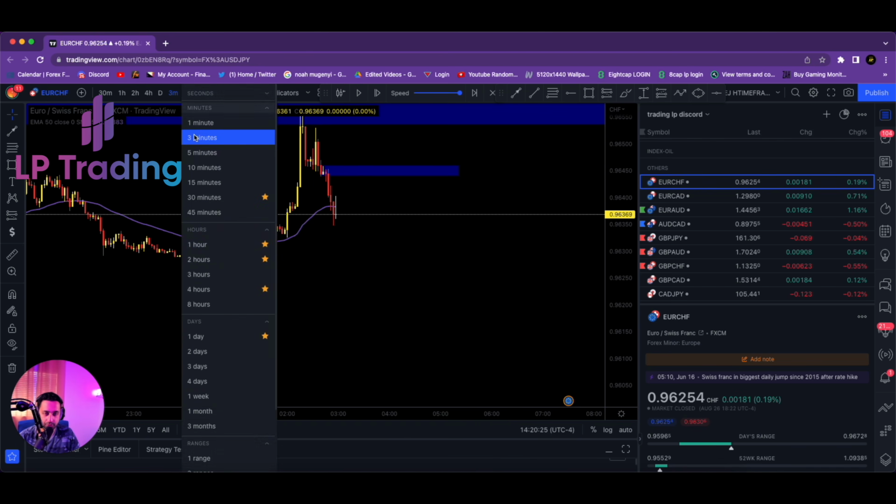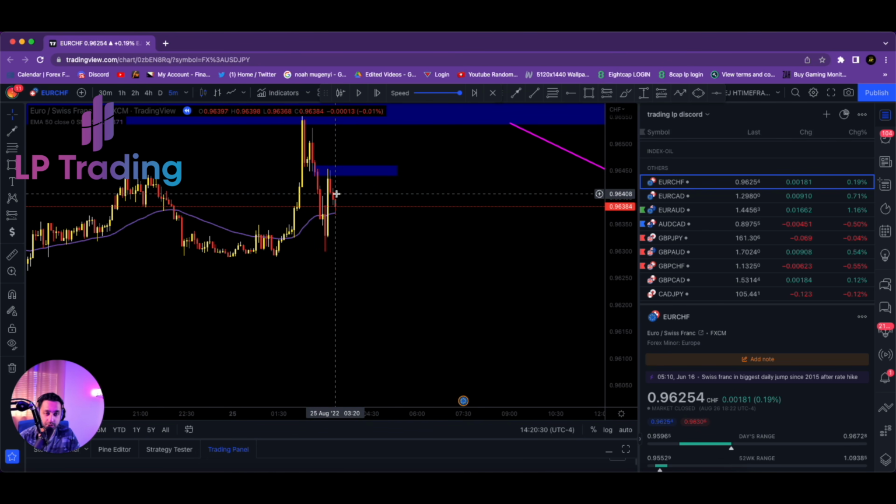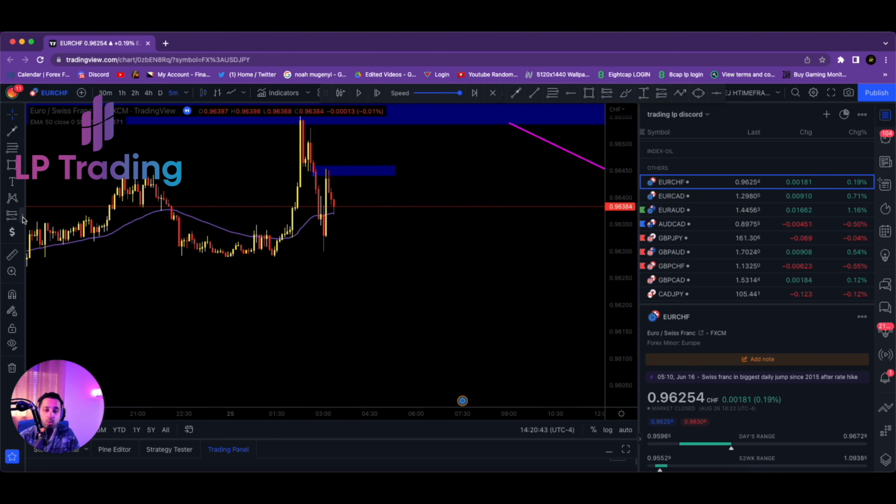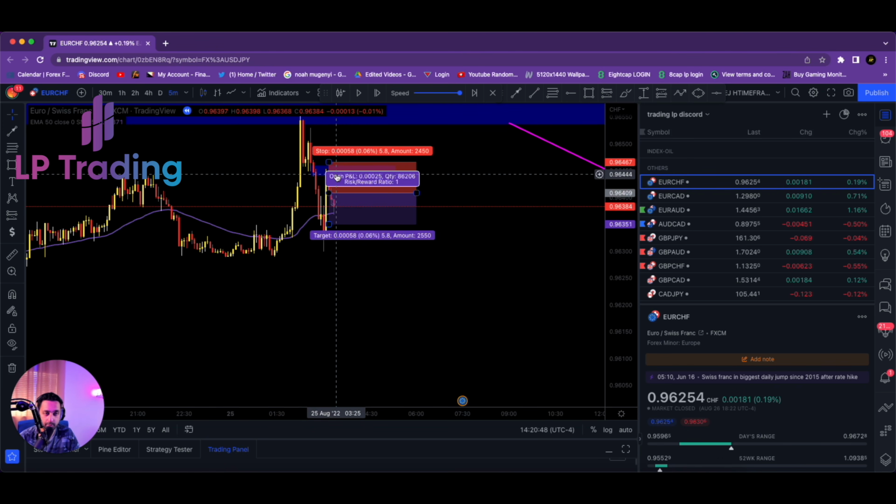You're going to go back to your 5-minute and let it enter into your area, which it did here. Let one candle push into the zone. Let the second candle be a rejection, in this case a bearish candle. Let that candle close, and when the third candle breaks the low of this candle, which happened right there, enter the trade. Stop loss obviously right above there.